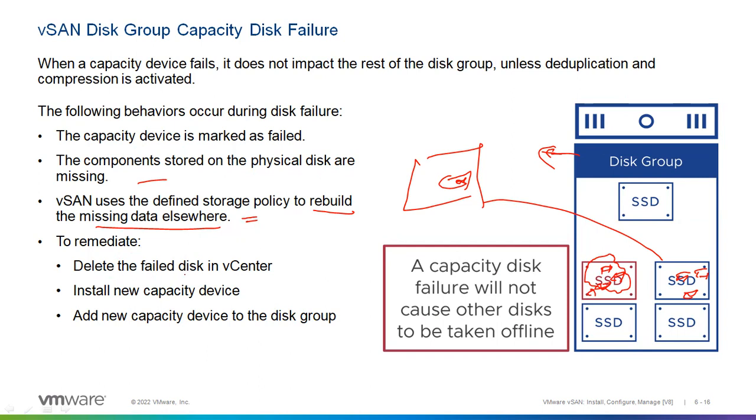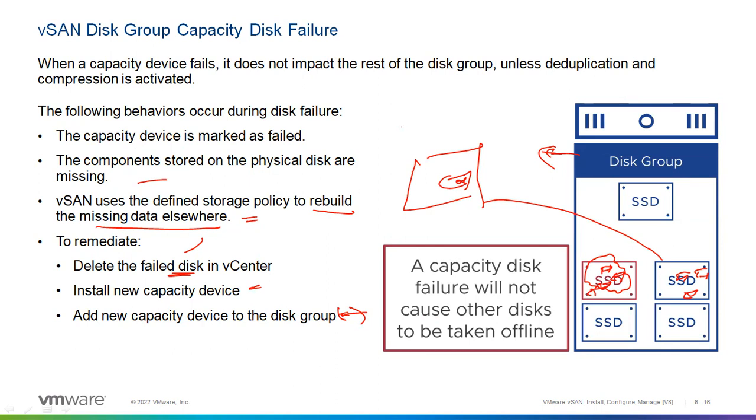Delete the failed disk. I mean, delete means we just have to remove the failed disk from the host, install a new capacity plug and play device, and add the new capacity drive into the disk group. However, this activity could be done while the host itself is running. That's not a problem at all. If my disk is hot swappable, I don't need to bring that host into maintenance mode or shut it down.